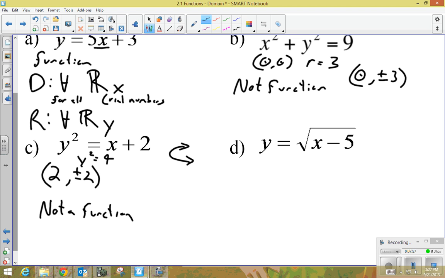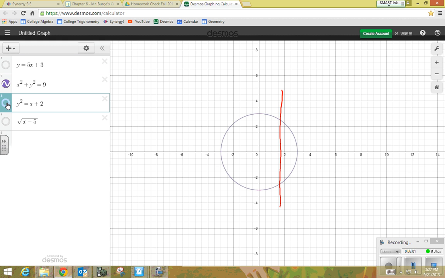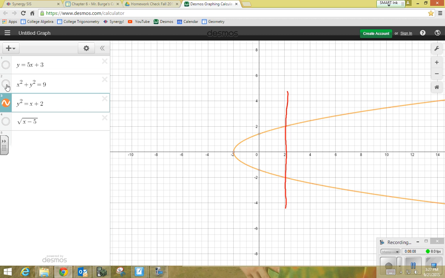Again, if I graph that on a graphing utility, I can notice that it's a sideways parabola, and again, at 2 it does not pass the vertical line test, and many other places. And it might just have one solution here, but all we need is one spot on our graph that it doesn't pass the vertical line test. It is not a function.